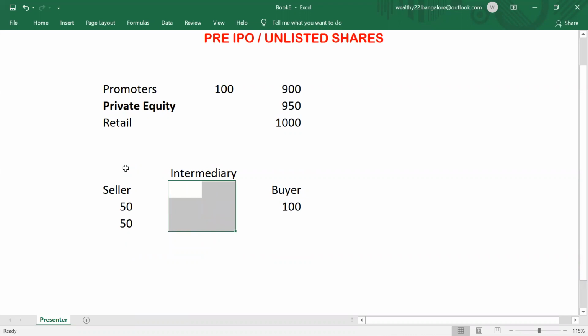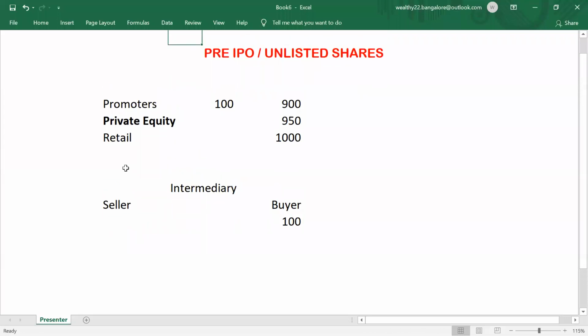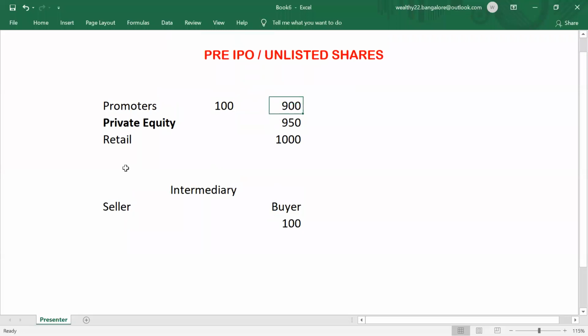So how do we protect the interest of these buyers? Because the biggest risk in the unlisted market is non-deliverability. What I mean is, let's assume this seller said he wants to sell at 900 rupees. He's got 100 shares, and the customer is okay. The customer has to transfer 100 into 900, that is 90,000 rupees, to the seller.